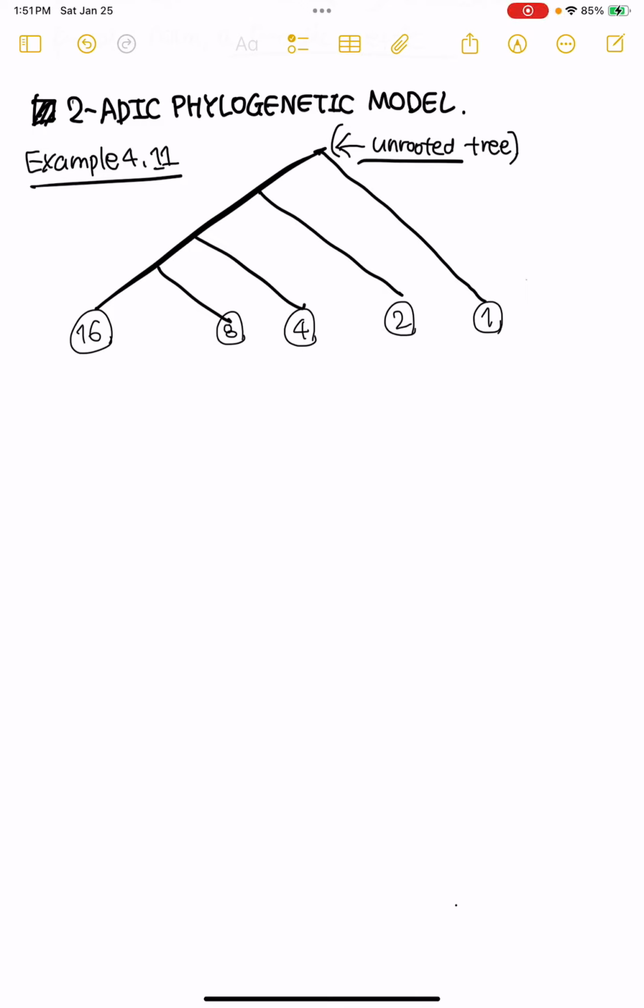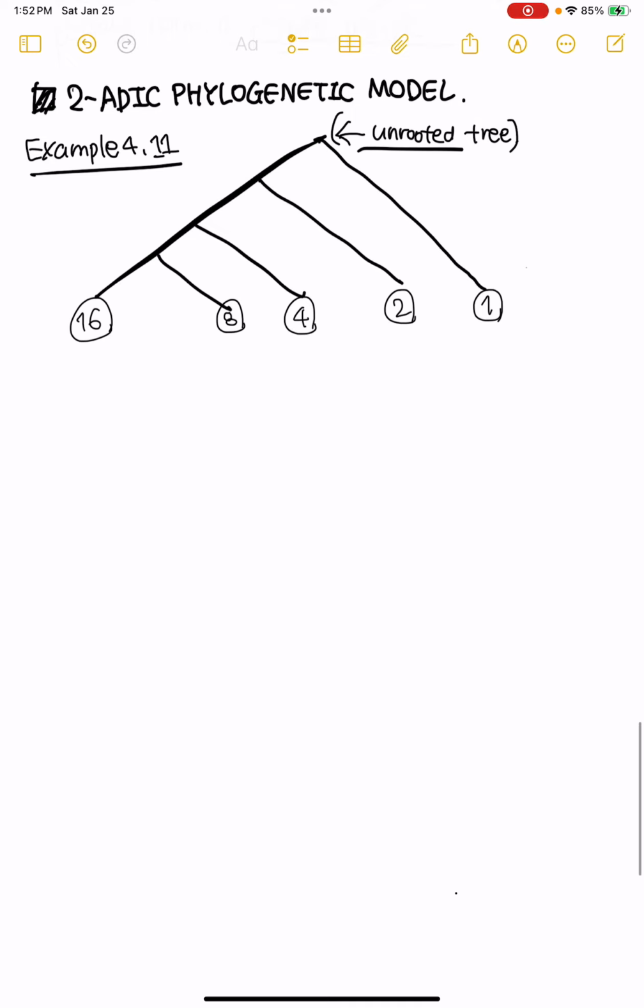Okay, that is our final, important lecture on section 4, the two-adic phylogenetic model. That is an evolutionary model based on, as I said, the length of a branch representing evolutionary time, and based on this, we can define, based on the two-adic metric, we can model the evolutionary model.